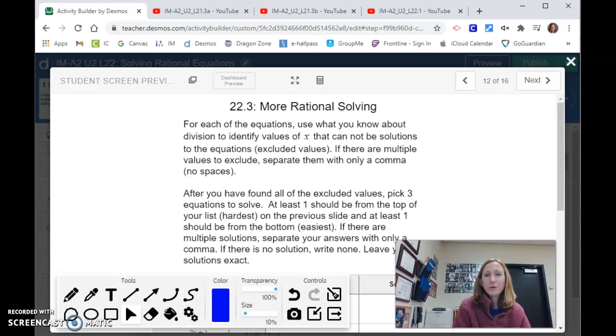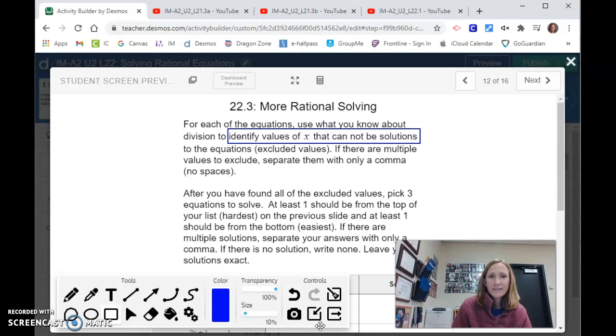Okay, so we're working on some more rational equations and solving. There are a couple of parts to what it's asking us to do. It says for each equation we should use what we know about division to identify any values of x that cannot be solutions. So there's part one. And it goes on to remind us that these would be called excluded values. And there are some directions about how to enter it in the table if we have multiple excluded values.